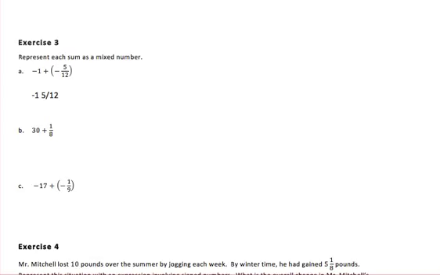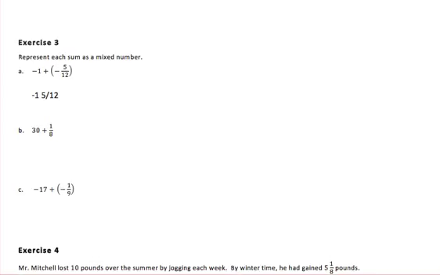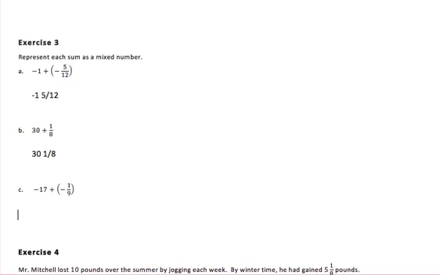And in question B, 30 plus 1/8 would be 30 and 1/8. And finally, in problem C, negative 17 plus negative 1/9 would be negative 17 and 1/9.